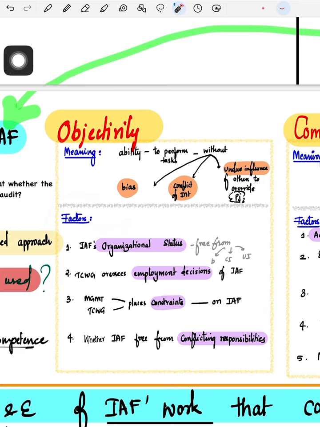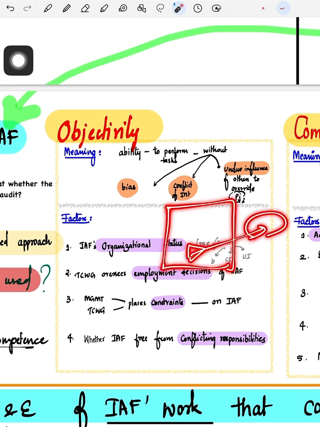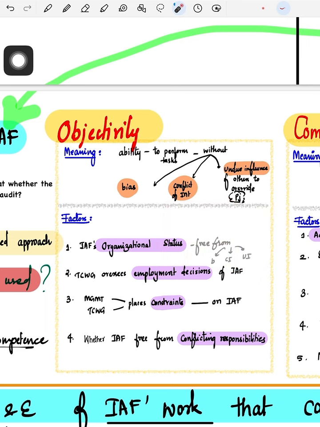So what are the factors while you are considering the internal auditor's objectivity? First thing, the internal audit function's organizational status should be free from bias, conflict of interest, and undue influence. So we all know that the internal audit department is within the management, or it can be outsourced by the management. So you need to make sure that the internal audit function is free from bias, conflict of interest, and undue influence. Because if it is biased and it is working for the management, working as the management is saying without following proper procedures, then in that case it is not objective. So you cannot rely on that work.